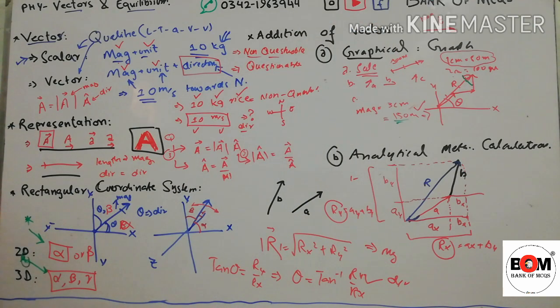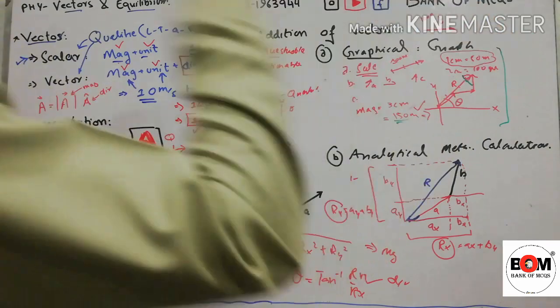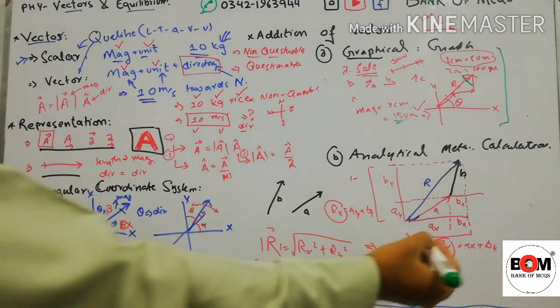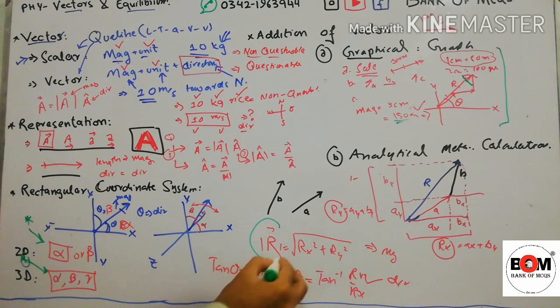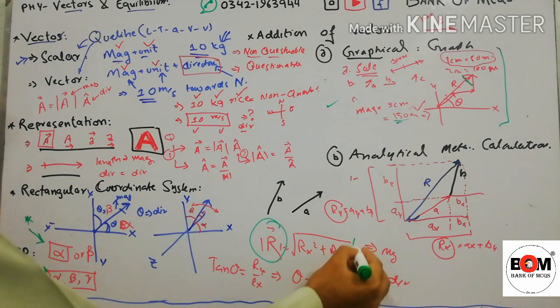In addition of vectors we use two methods. One is graphical and the other is analytical. In the graphical method there is no calculation, just in the first step we draw to scale, and the rest we get the result from the graph. In the analytical method we use calculation and these formulas. So bear in mind, remember these points, also remember this formula.